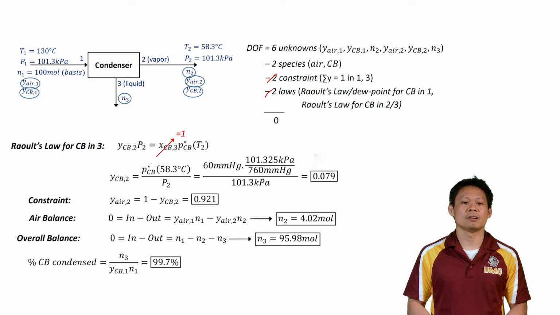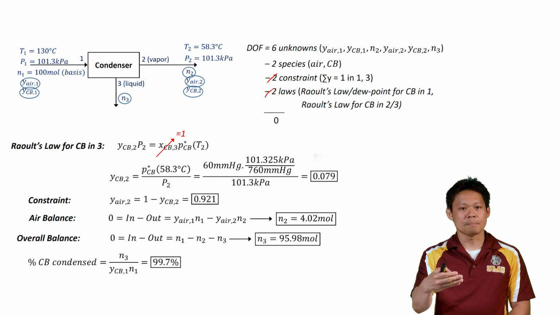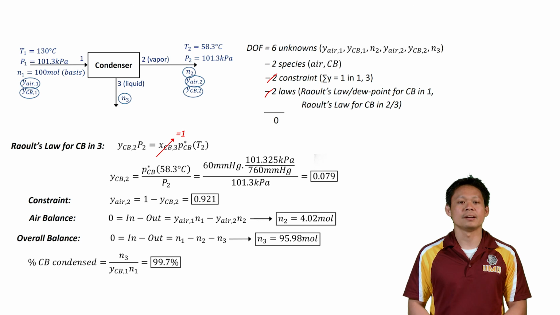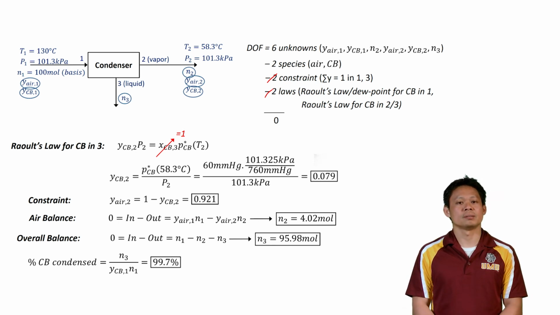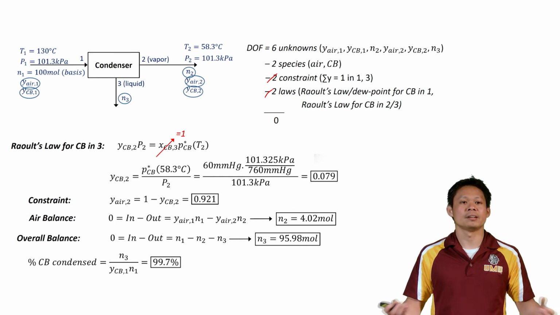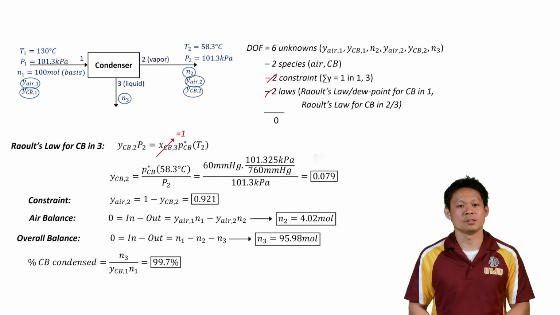So the percentage of chlorobenzene that has condensed is the amount that came out in the liquid divided by how much you put in initially. How much you put in initially is Y in stream 1 times N1. And once you put in the numbers, put it in your calculator, and you see that you actually condensed 99.7% of the chlorobenzene. And so in this case, this is a way that you could separate out your chlorobenzene. If you have something like that of a system and you want to just get out your chlorobenzene, just put it through a condenser and you can do so.